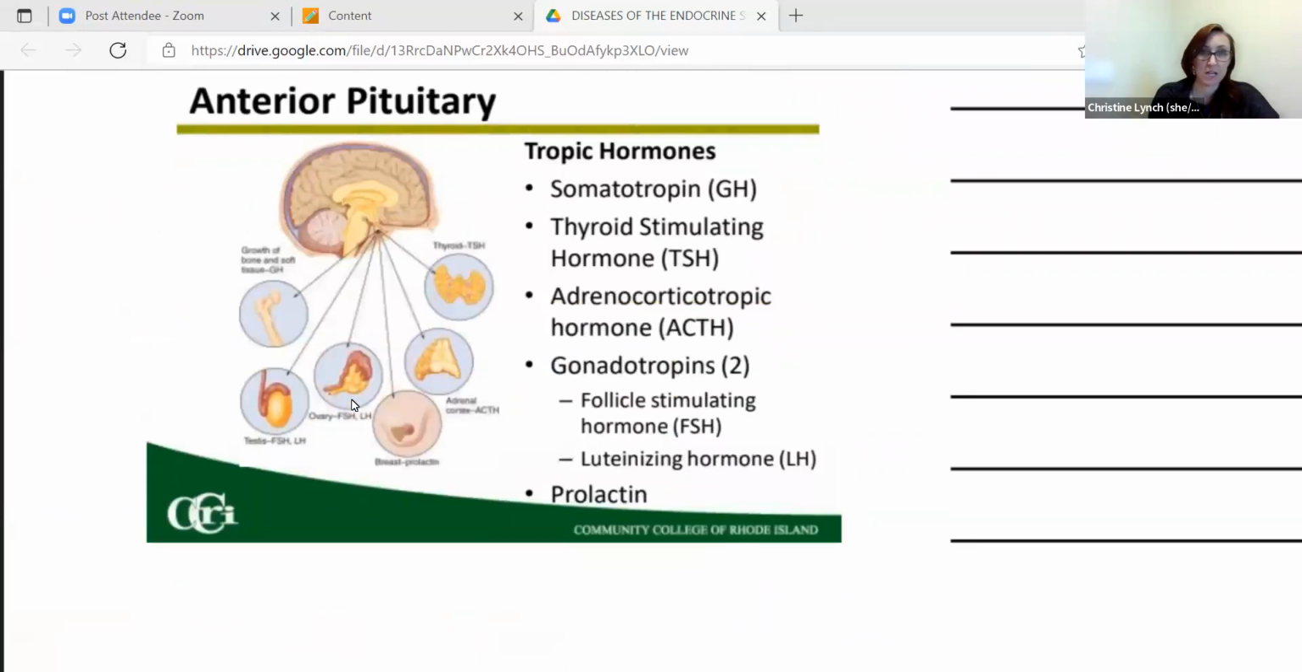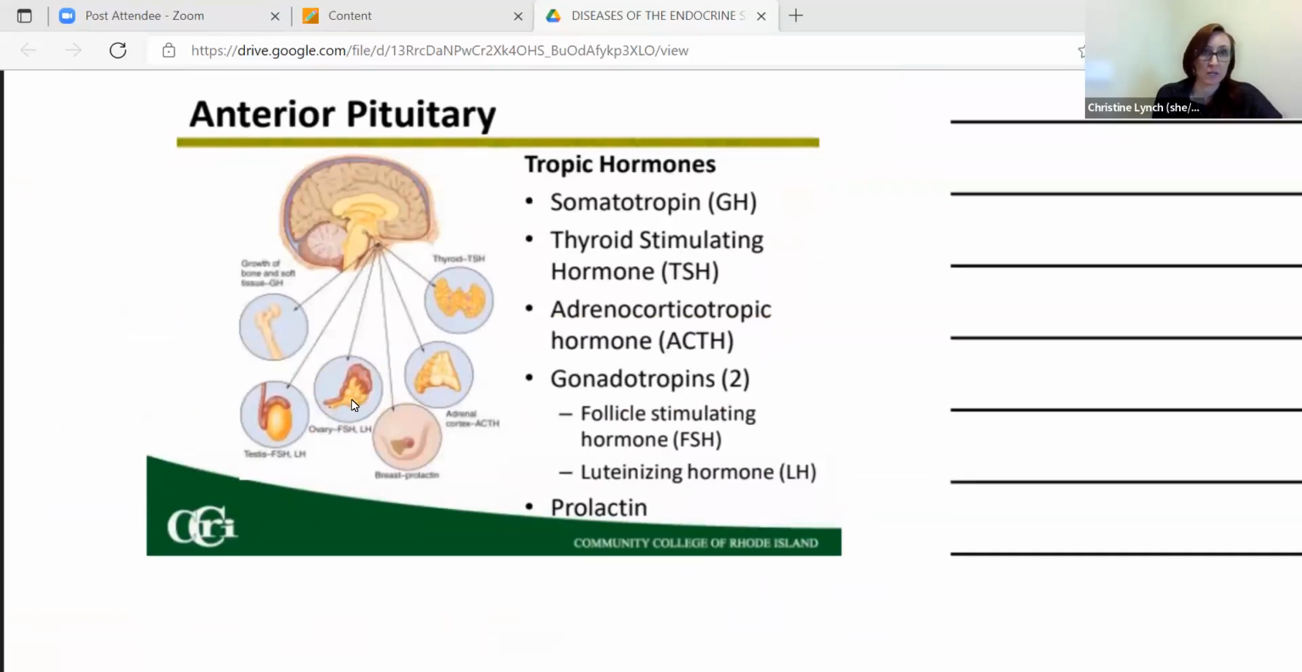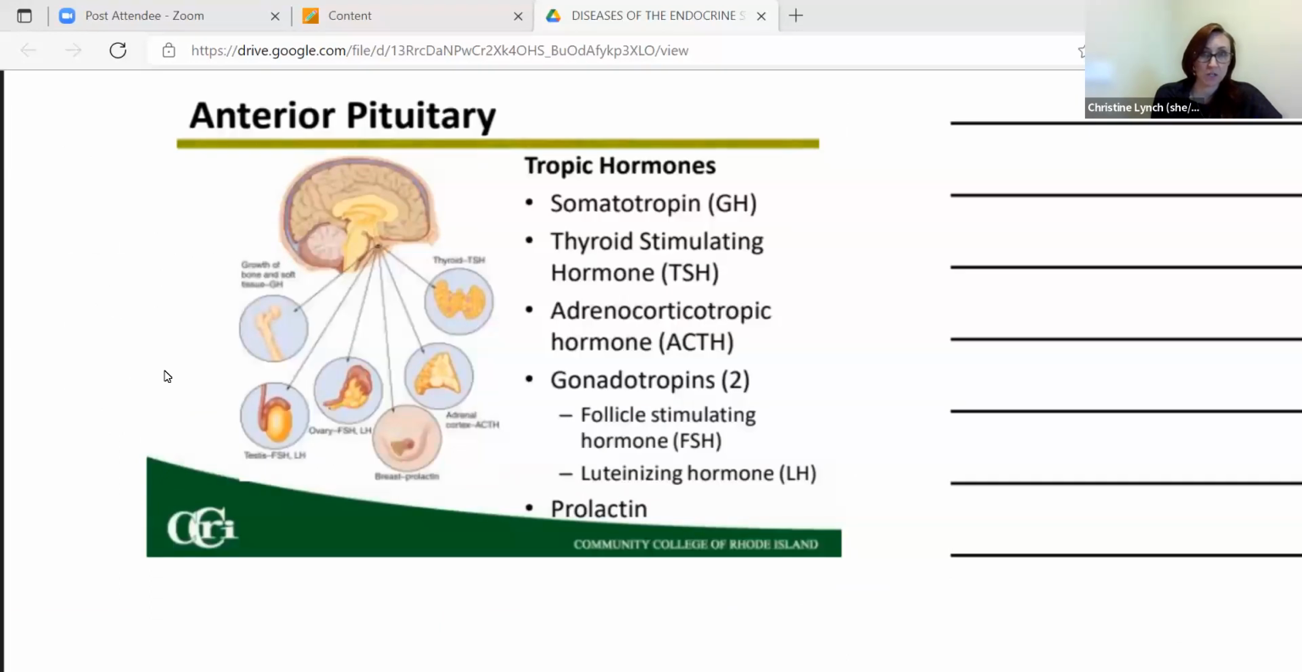And then we have the anterior pituitary, which produces the 6 tropic hormones. For these, we have the somatotropin, or growth hormone, or GH, and that's more active when a child's growing. It's responsible for the increasing size of bones and organ systems and the development of certain organ systems. And then after puberty, it's responsible for the repair process.